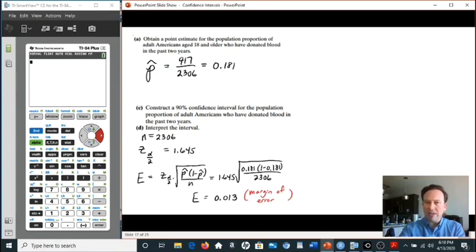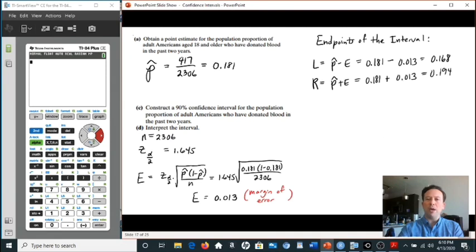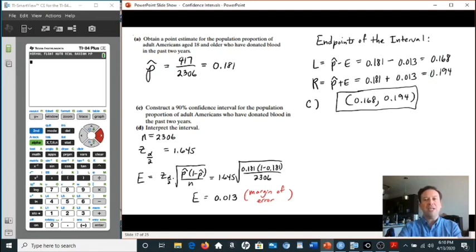And now we use that and we add that and subtract that from this point estimate. The endpoints of the interval, L and R, are found by subtracting and adding the margin of error to your p hat. So p hat was 0.181. We add and subtract the margin of error 0.013, and we get these values here. Therefore, the answer for C is the interval 0.168, 0.194.